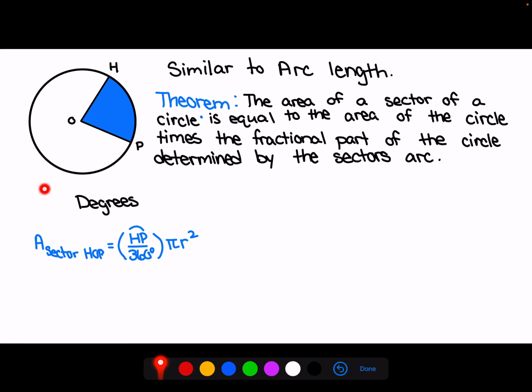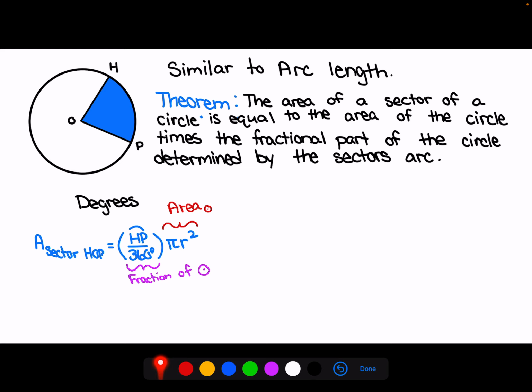Of course, this will be used for degrees, and this will be the most common one that you guys will be using. Now, this pi r squared is just the area formula. This is the area of a circle. And then over here on the other side, the arc HP over 360 is just the fraction of the circle. So that's how we can always determine which one we are using. We see that we have the area and we multiply it by the fraction that's given to us.